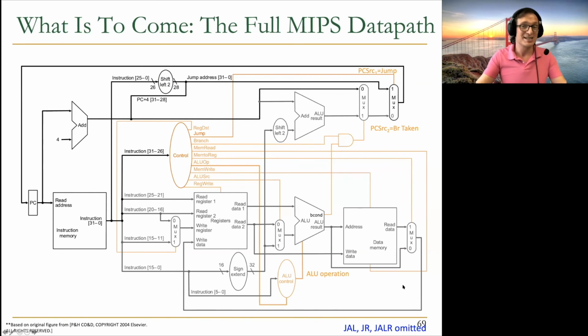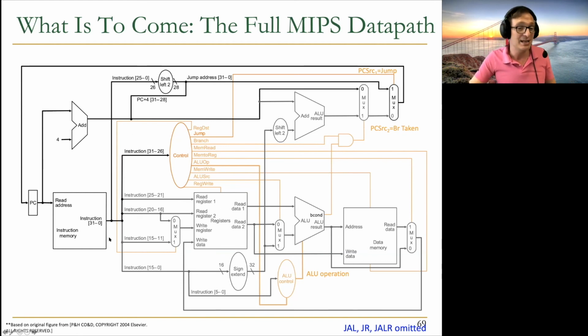Well, let's take a look at that. So what is to come is this. We're going to build a data path that looks like this. Right now, it may look complicated. It's actually not a very complicated data path. It's a relatively simple one because it omits some instructions, as you can see over here. But we're going to build up to it. You will be able to understand exactly what everything is for. Everything is there to execute specific instructions, basically.